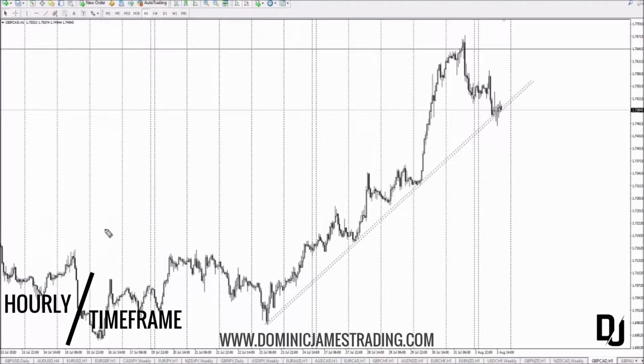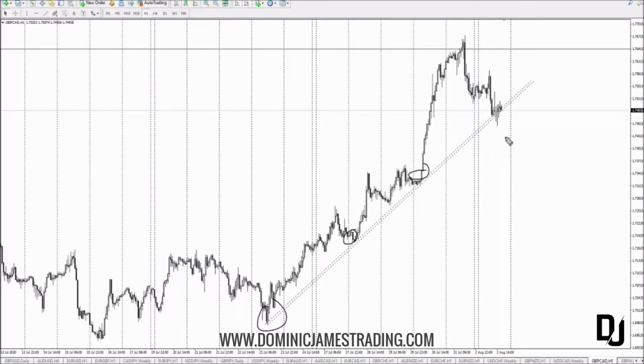Similar with EuroCAD, we have this support structure. It has not been breached yet, holding quite nicely. Monday's low so far is here, so if we break that, H1 close below Monday, we could be looking for selling opportunities in PoundCAD. Let's move on to Aussie New Zealand, and then we'll finish with New Zealand CAD.